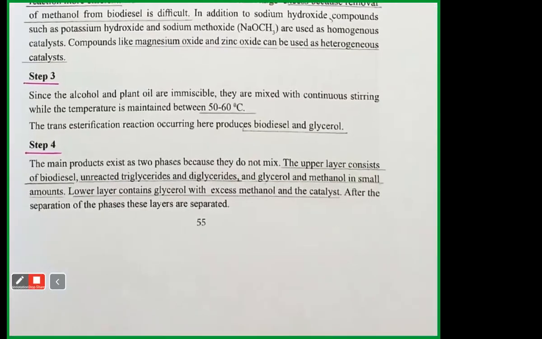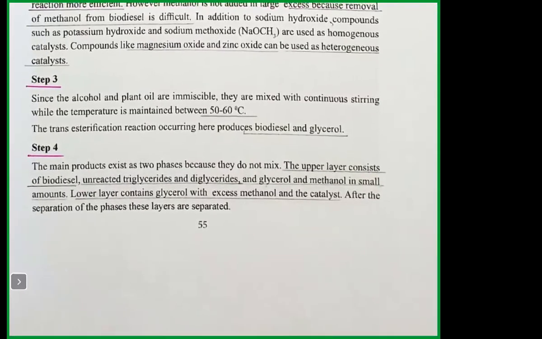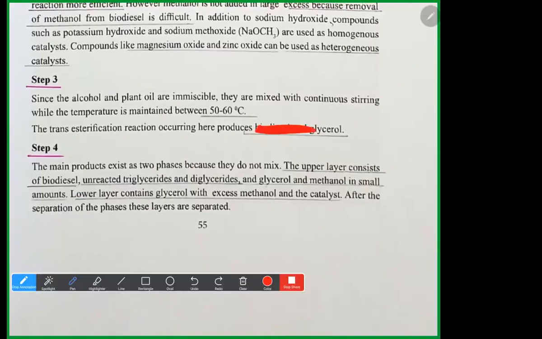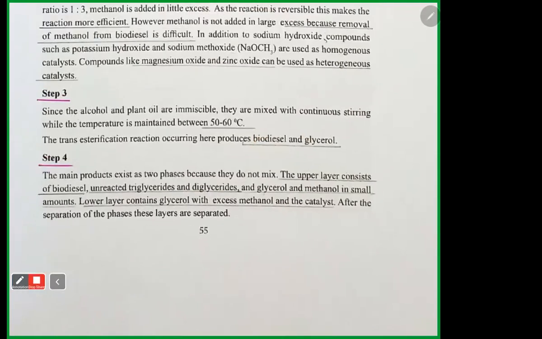The main products exist as two phases because they do not mix. The upper layer consists of biodiesel, unreacted triglycerides, and glycerol and methanol in small amounts. The lower layer consists of glycerol with excess methanol and the catalyst. After the separation of the phases, these layers are separated.